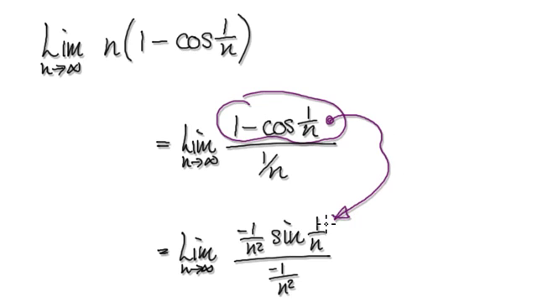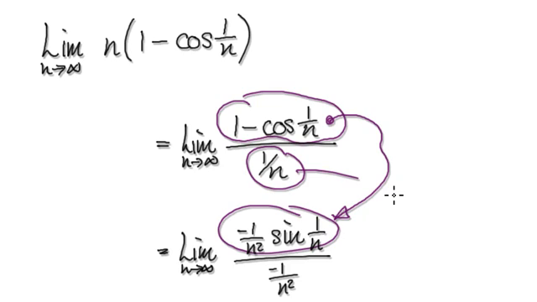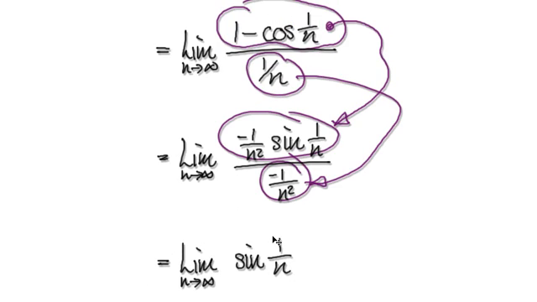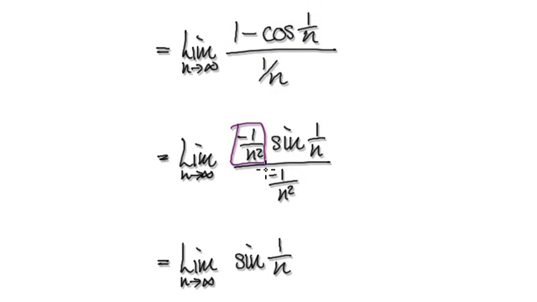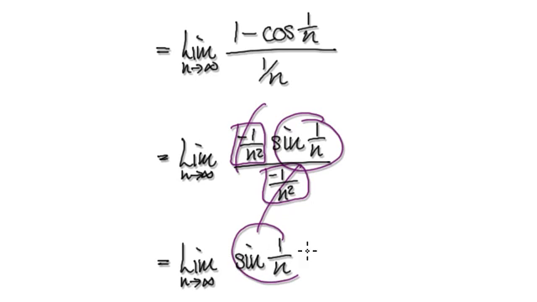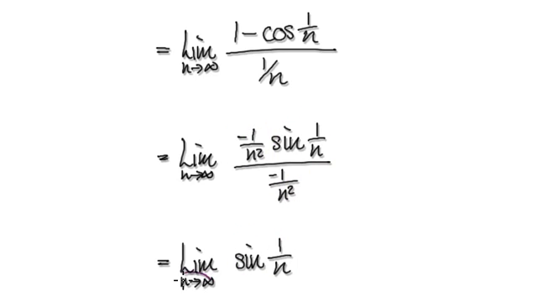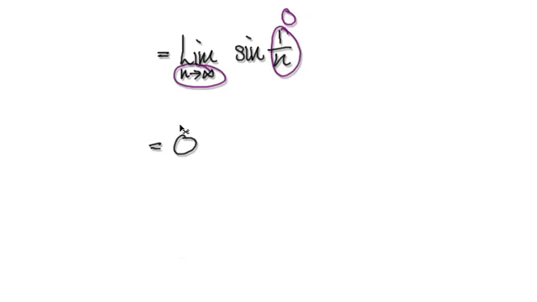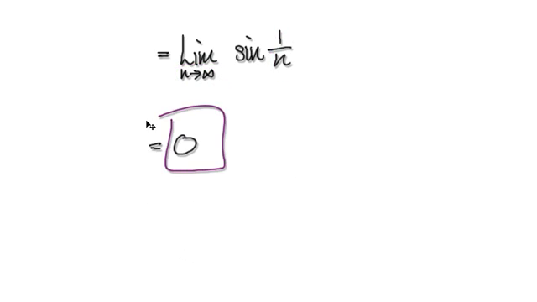So differentiate the top, that will then give you this. Differentiate the bottom, that will then give you this. And then exactly the same divided by exactly the same, leaving you with this. So now if you look at this, as n tends to infinity, this is going to be 0. Sine of 0 is 0. Nothing really breaks down. So the limit is actually 0. Okay.